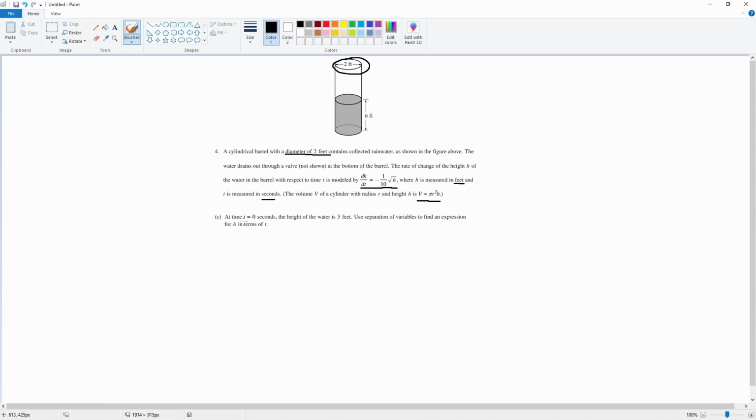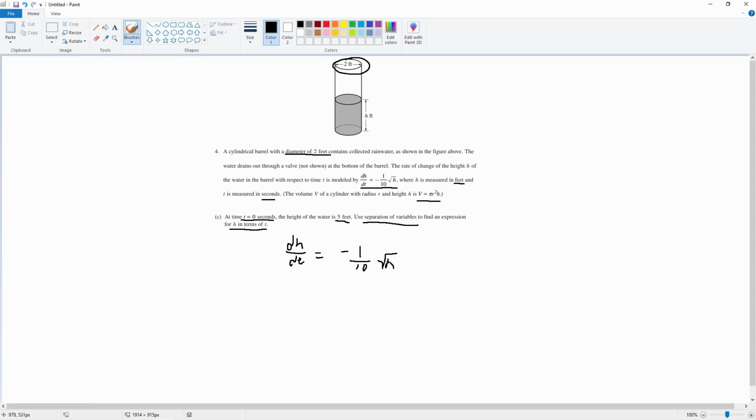All right, so part C says, at time t is equal to 0 seconds, the height of the water is 5 feet. Use separation of variables to find an expression for h in terms of t. So this problem is telling us to use this formula, dh/dt is equal to negative 1 over 10 square root of h. And we want to separate our variables, so put the t's and the h's on one side and integrate to find our answer. So let me write out the formula, dh/dt is equal to negative 1 over 10 root h.